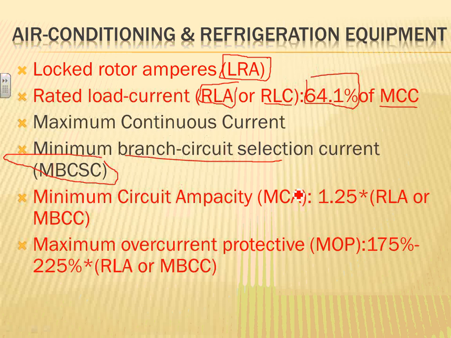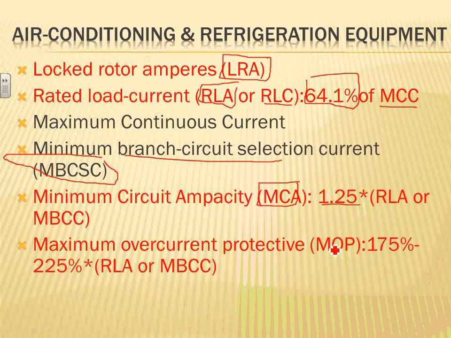Minimum circuit ampacity. Here's how this is on the nameplate. If it's not there, that's how they come up with it. They take 125%, multiply it by the rated load amps of the compressor, or the minimum branch circuit selection current if the compressor is sharing other loads with it, as they always do. And that's how they come up with the minimum circuit ampacity.